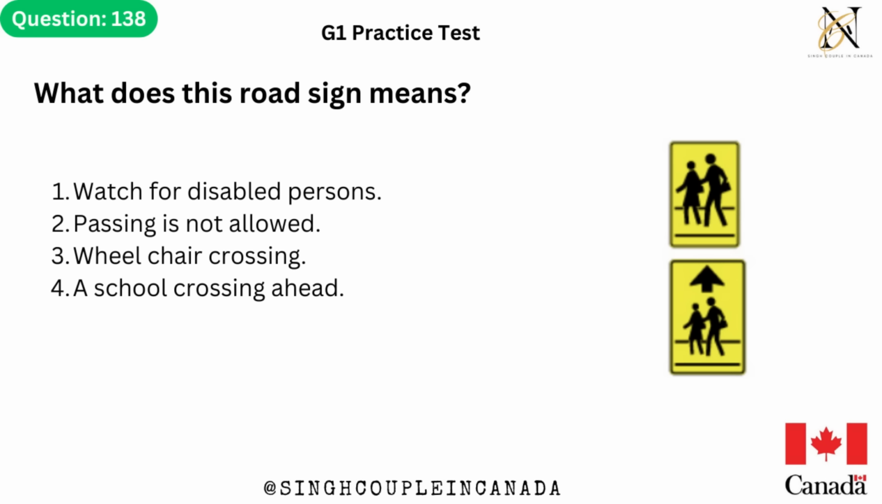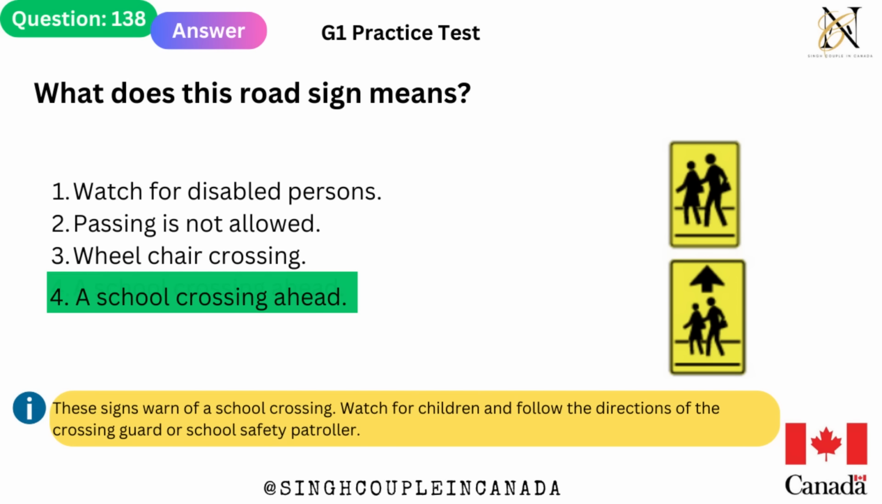What does this road sign mean? 1. Watch for disabled persons. 2. Passing is not allowed. 3. Wheelchair crossing. 4. A school crossing ahead. The answer is 4. A school crossing ahead. These signs warn of a school crossing. Watch for children and follow the directions of the crossing guard or school safety patroller.